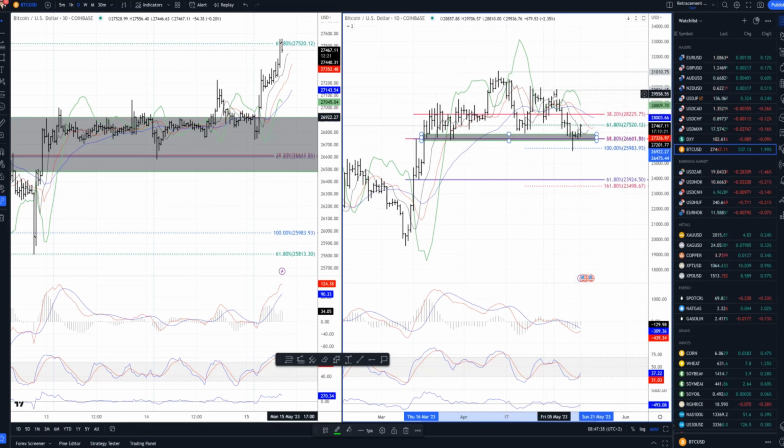And this might also be a completion of ABC on the daily frame. So potential for the market to go again, short-midterm, towards the 30,000 mark or 31,000 mark.